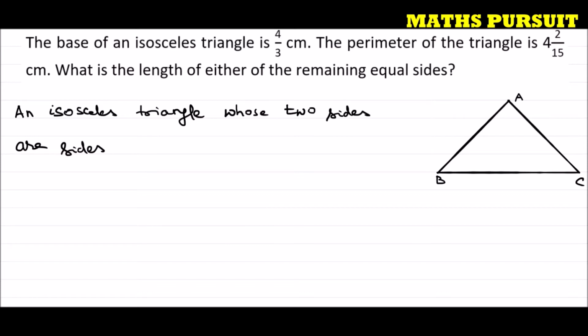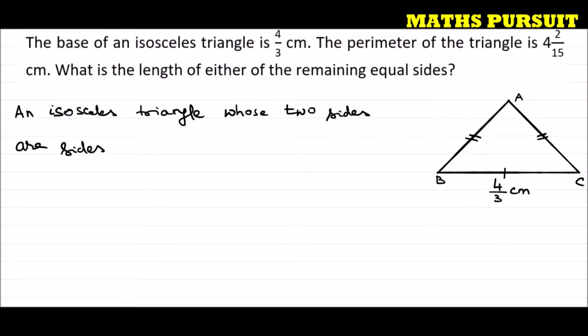That means if you look at our diagram, the triangle ABC, let us assume that AB is equal to AC and BC is a different side. So the length of AB is equal to the length of AC and BC is different. This is the isosceles triangle that we discuss in this question. Now the question tells us the base of the isosceles triangle is 4 by 3 centimeter. So BC is our base, that means 4 by 3 centimeter.